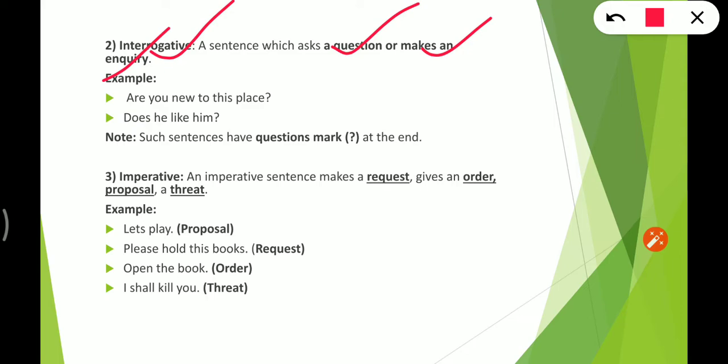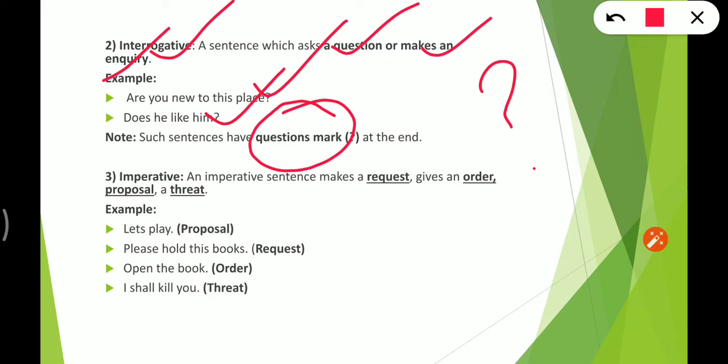Now here are two examples. Are you new to this place? Does he like him? These sentences are inquiring something or asking questions, so they are interrogative sentences. They are very simple to identify because they have a sign of interrogation at the end. I hope it is clear. Let's move to the next one, imperative sentence.